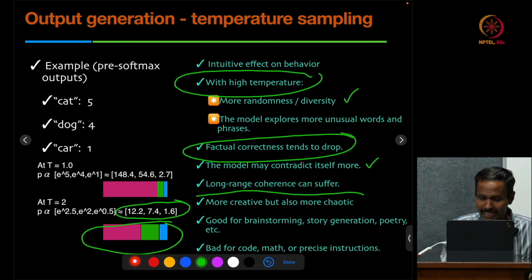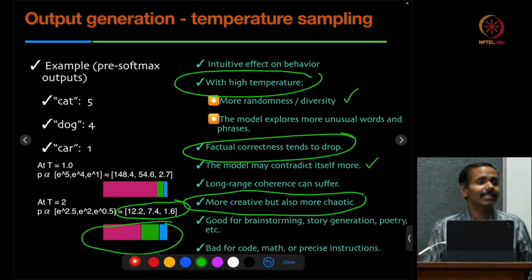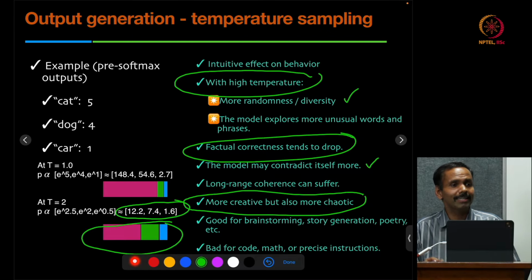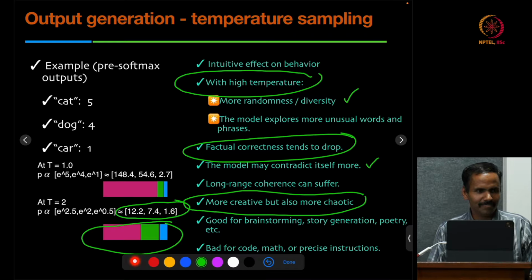But in some cases, it is actually good to keep the temperature high. Suppose I want to take a model and say, generate a poem about Bangalore's weather today or Bangalore's traffic today. If I want to generate a poem about Bangalore's traffic, then you might want a high temperature so that you get very varied, very interesting connections.